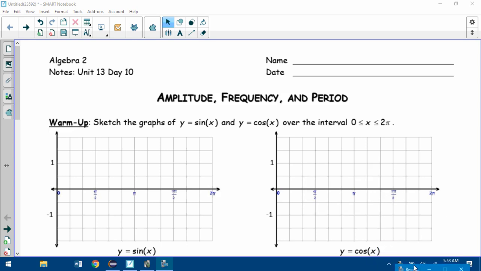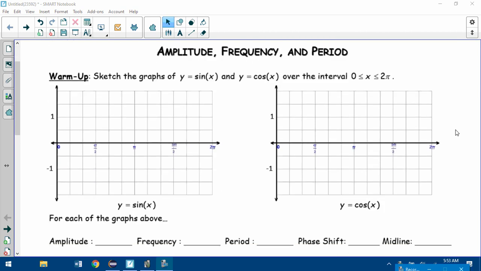Today we're going to delve into more about the notion of amplitude, frequency, and period. Three things we talked a little bit about yesterday on the video. So the warm-up is actually part of the notes today. If you were able to print out the notes, you can try this warm-up section up at the top. This is it right here.